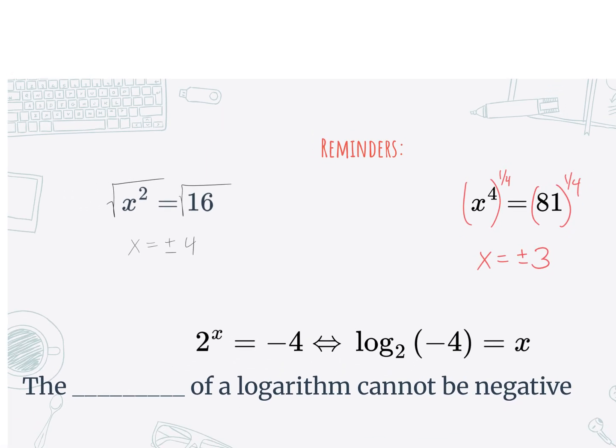Another reminder: below here we have 2 to the x power equal to negative 4. The logarithmic form of that would be log base 2 of negative 4 is equal to x. Just to remind you, the argument and the base of a logarithm cannot be negative. You can't have a negative base and you can't have a negative argument.